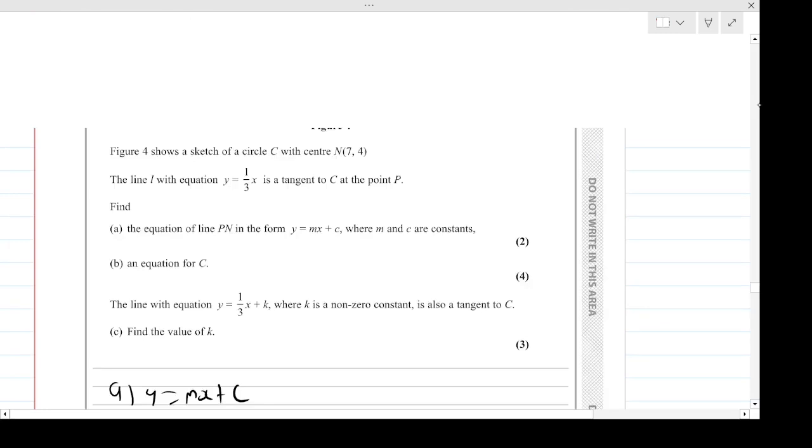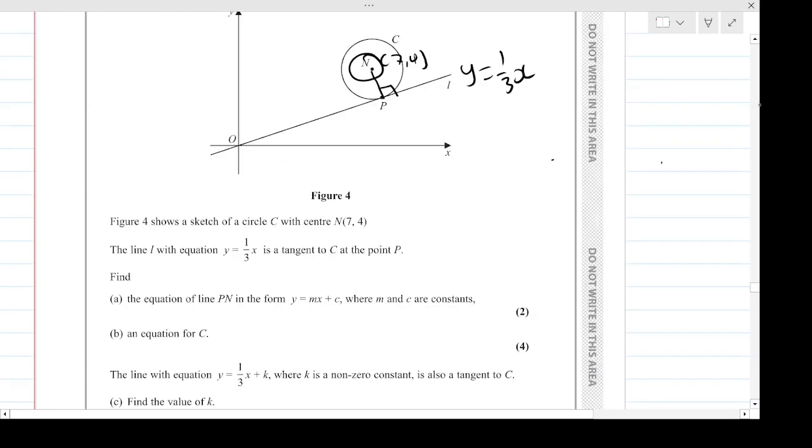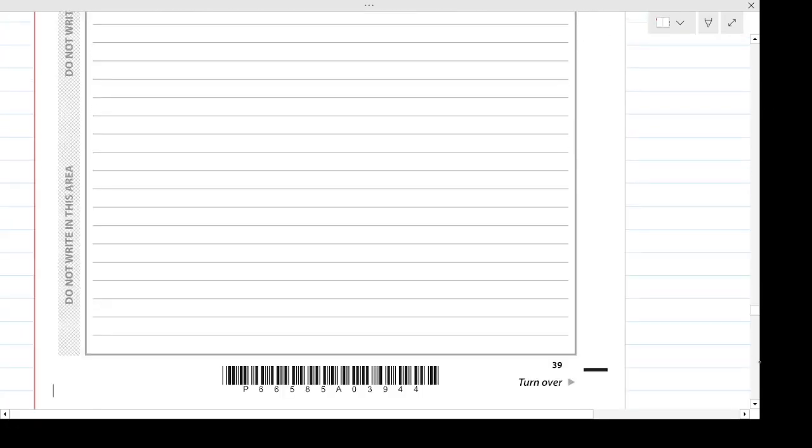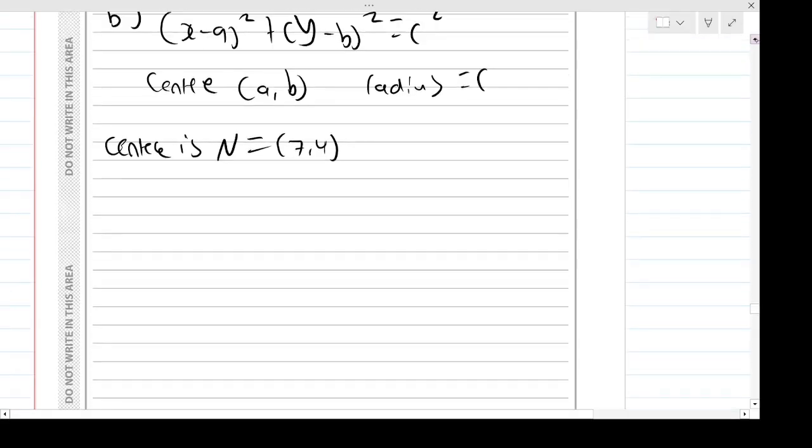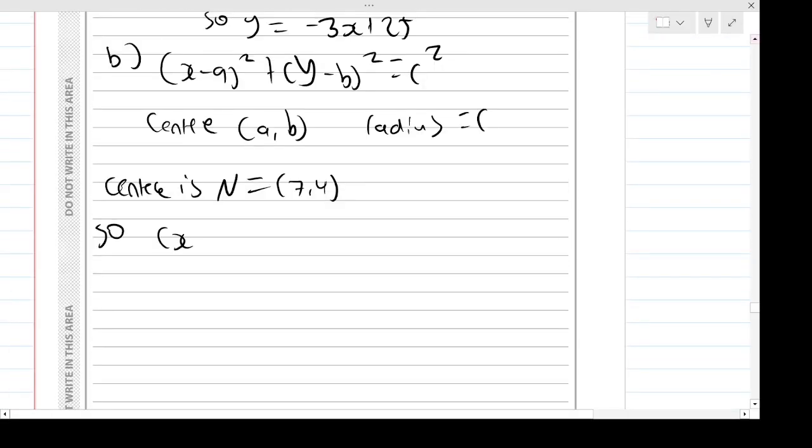Well, actually, for the centre, we already are given that N is the centre, right? We're told centre N is (7, 4). So if the centre is N equals (7, 4), then I can start again to fill in my equation of the circle. That means (x − 7)² + (y − 4)² = r². Okay, then lastly I just need the radius.